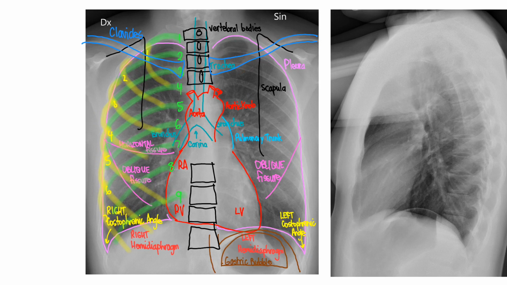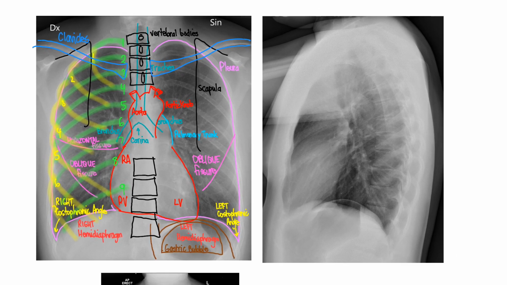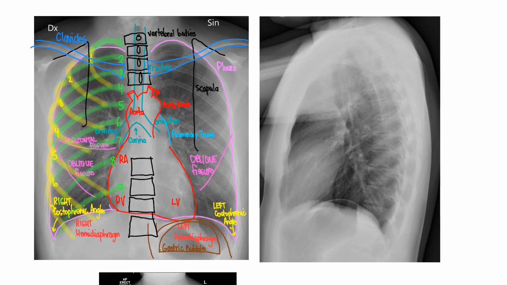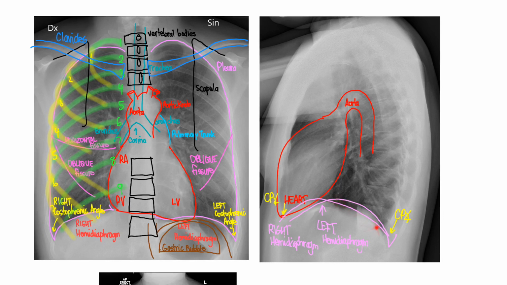And now let's take a look at the lateral, where we have the heart here and the aorta. And so we have the 2 hemidiaphragms as well. Remember, the right tends to be higher. This one's the left, I think, because you can see the gastric bubble underneath it. And of course we have the 2 costophrenic angles now seen from the lateral. We have a posterior one and an anterior one. And of course the gastric bubble. And we have the vertebral bodies.